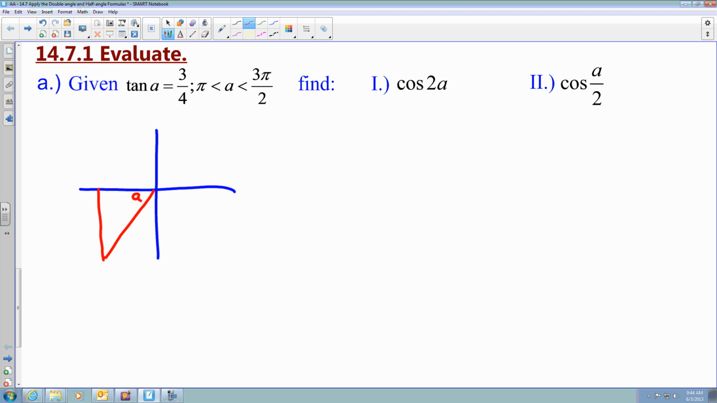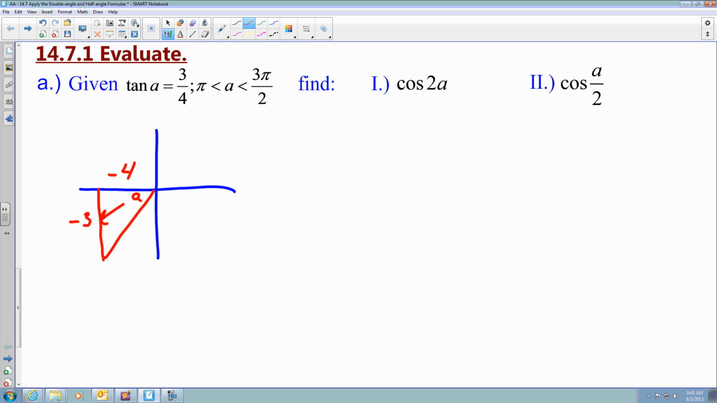I'm going to make a triangle in quadrant 3. They're telling us the tangent of A is 3/4. So opposite is going to be -3, and then we have -4 as my adjacent. So we have opposite over adjacent, negative 3 divided by negative 4, is a positive 3 over 4.